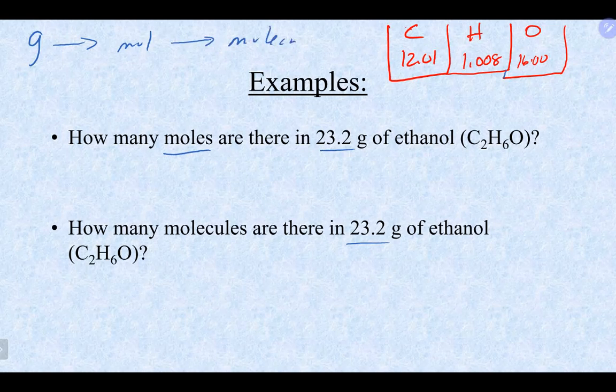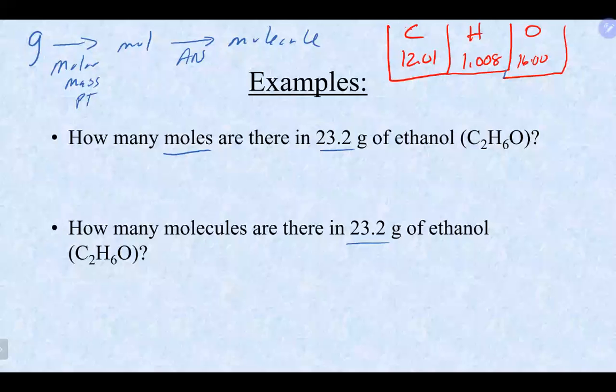So remember, our pathway to do that: grams to moles is the molar mass, right? That allows us to do that from the periodic table. And to go from moles to molecules, here we do have molecules mentioned in the second part of the problem. So that definitely is where Avogadro's number needs to be used. So to go from moles to molecules, we need to use Avogadro's number. So we'll do the first part here first, which means we do need to get the molar mass of ethanol.